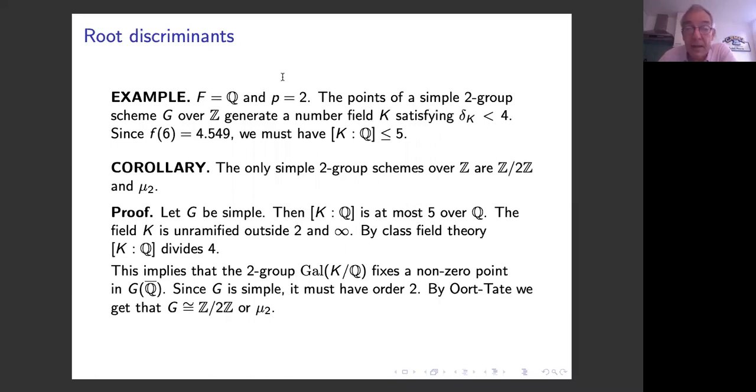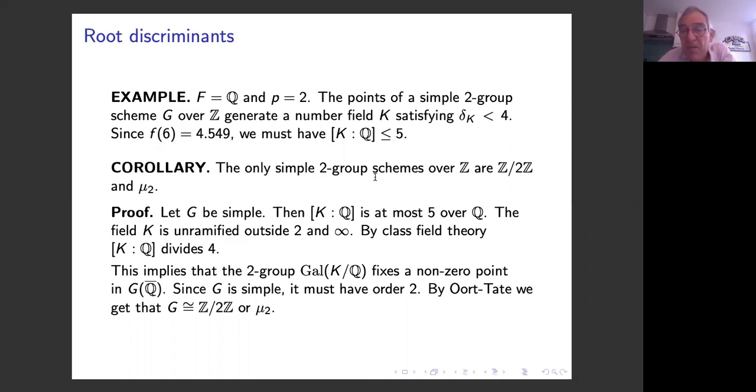So here I repeat that again. If the field is Q and I look at points of a simple 2-group scheme, then the points generate a number field of root discriminant at most 4, and therefore of degree at most 5. So that is even more spectacular. Even if you have a group scheme of order 2 to the million, then its points will never generate an extension that has degree more than 5. And you also know that that field is only ramified at 2.